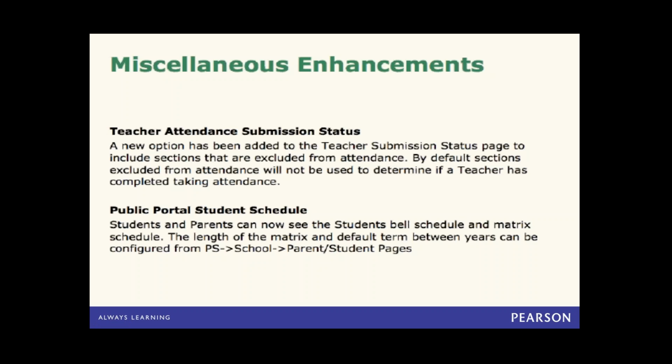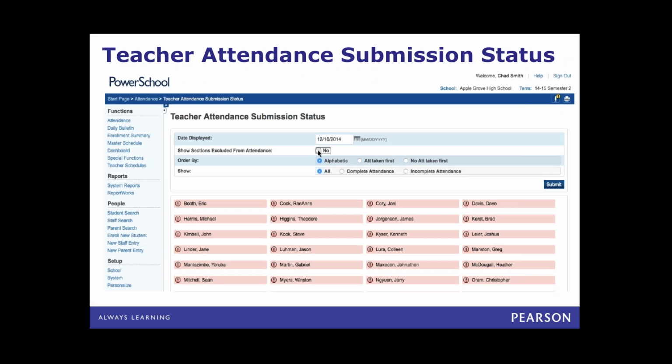There are some other enhancements in 8.2, one of which is the teacher attendance submission status, and the public portal, the student and parent portal. So I'll show you those few changes as we go through. This screen should be familiar to most. This is the teacher attendance submission status, and you know it has the pink and green and yellow indicators on the screen.